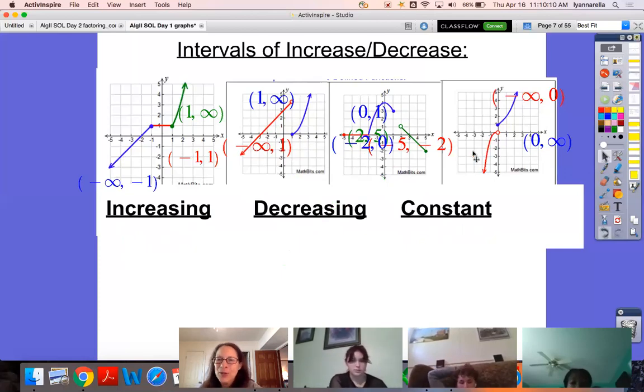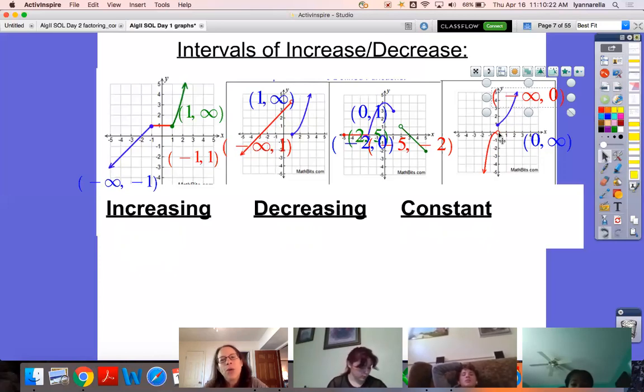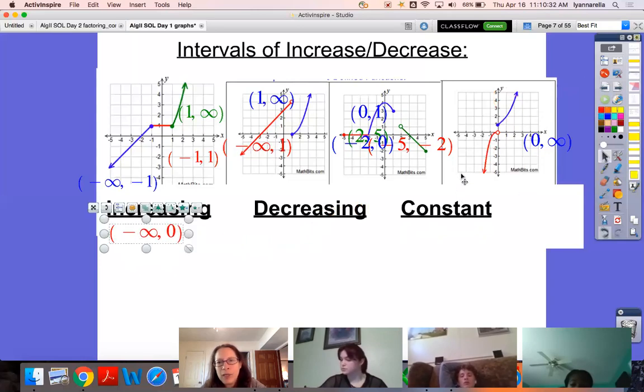What does the red piece do? Remember, you're reading across the graph from negative infinity to 0. Wouldn't it be decreasing? No, because what you're doing is going from this backwards. You have to start from the left side of the graph and go forward. Oh, so it'd be increasing. Yeah, that's right. Because from the left to the right side, you're actually traveling up.